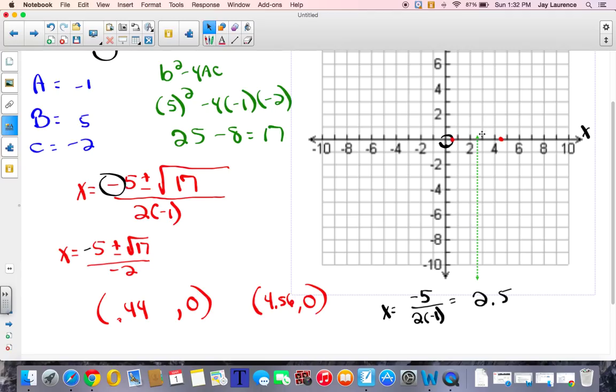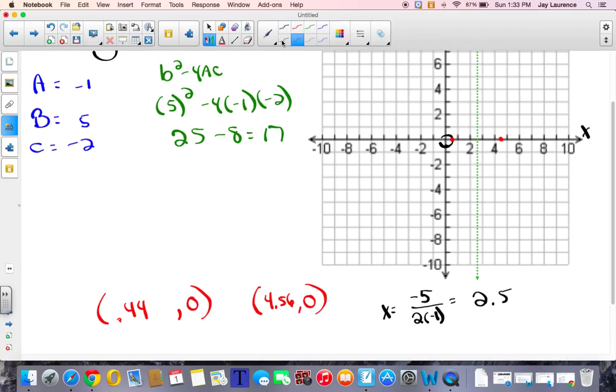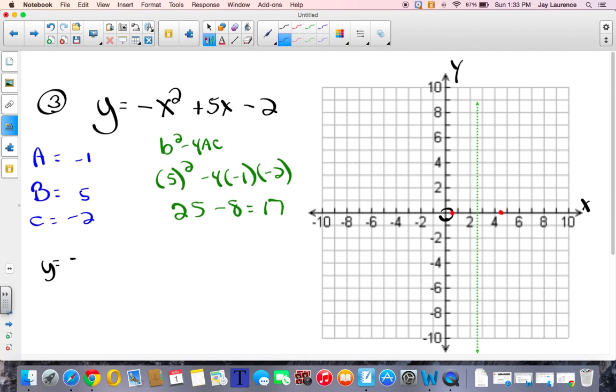Okay, now let's go find the y-coordinate of the vertex and see what's going to happen if you haven't figured it out yet. So, to find the y-coordinate of the vertex, I take the x-coordinate of the vertex, the 2.5, and I substitute it in for x into the original quadratic equation. And so, I'm going to get y equals the negative of 2.5 squared plus 5 times 2.5 minus 2.